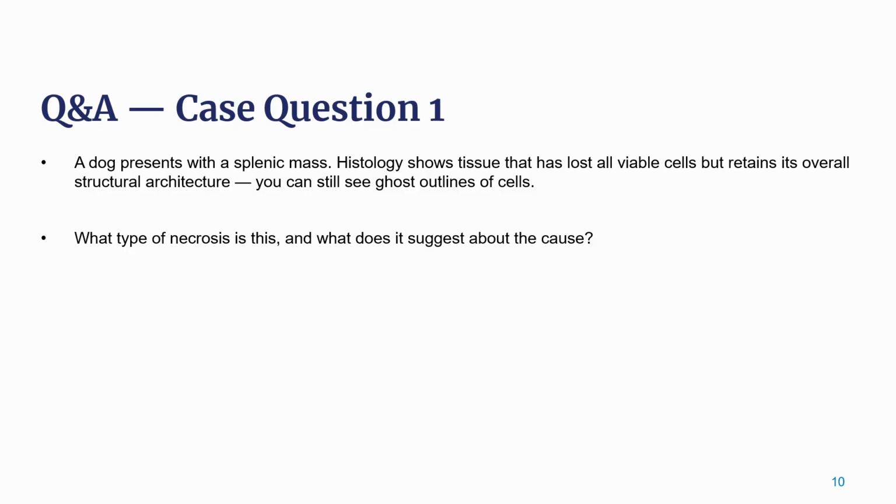Great follow-up question to ask yourself: what could have caused ischemia in that spleen? Thrombosis? Torsion? That's how you chain lesion patterns to diagnoses.